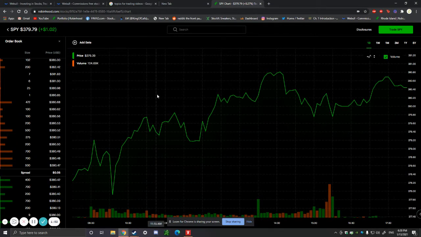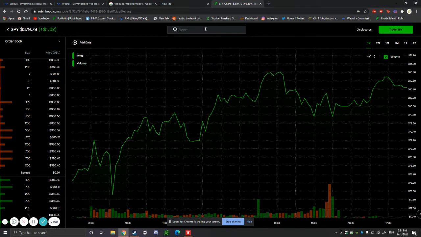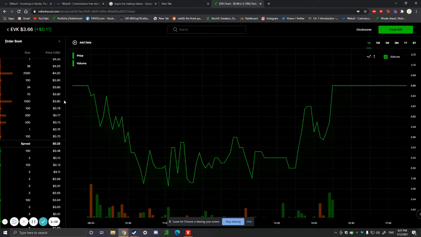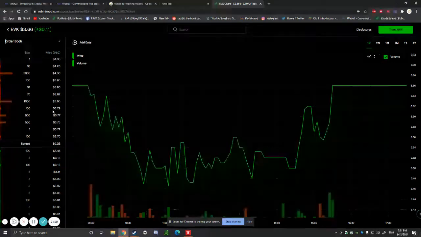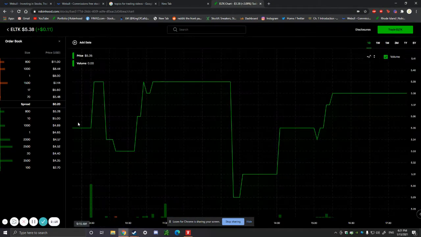And sometimes you can get screwed over with market orders, especially with lower volume stocks. I'm trying to think of one. We can look at EBK. I think EBK is low volume. No. So here's actually a low volume stock, and you can see here that the order book is just really wacky. If you were to buy some right now after hours, you'd get filled at 5.48, and it's trading at 5.38. So that's already a loss. So you just have to be careful with market orders.